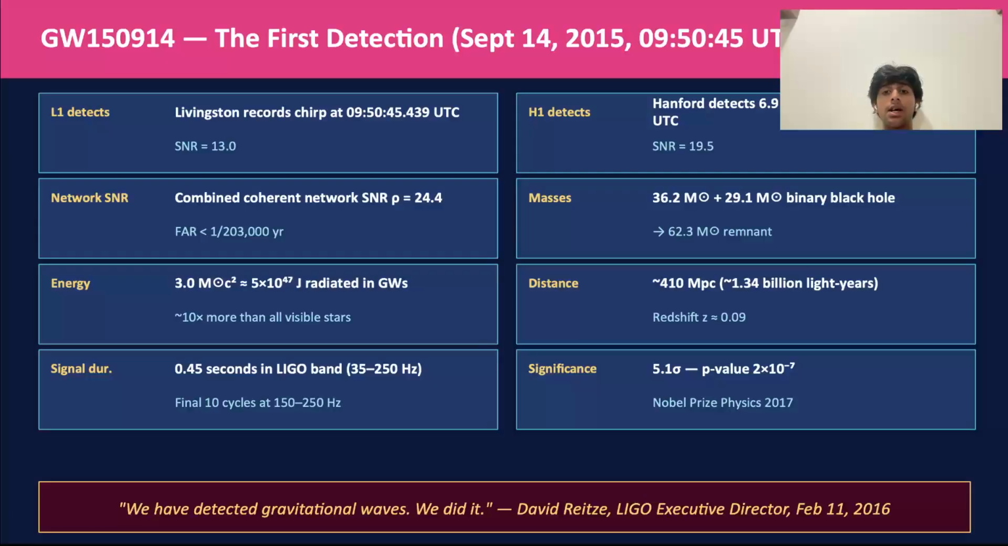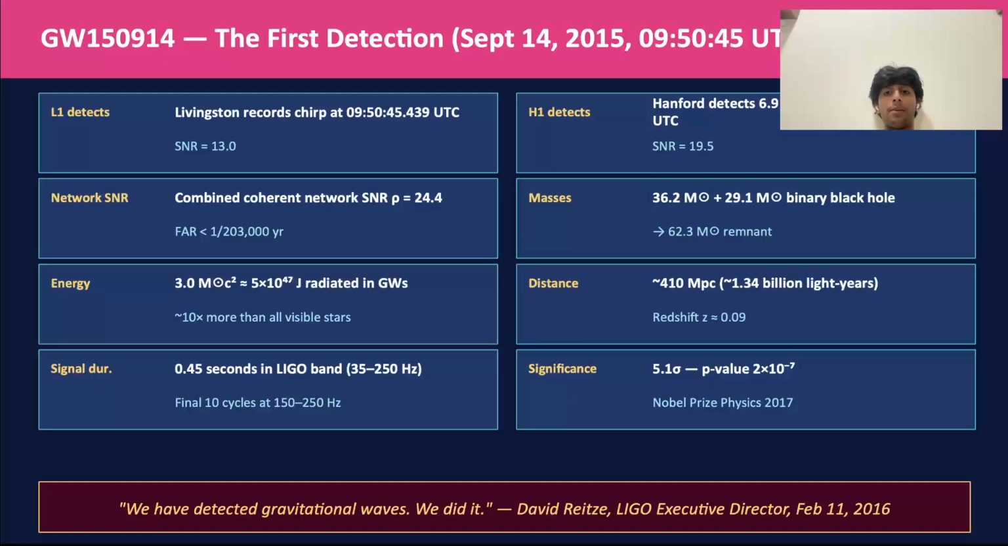Now, the network SNR was 24.4, where the threshold is 8, which is not marginal. And the source was actually 36 and 29 solar masses combined into 62, with 3 solar masses radiated as gravitational waves in half a second, briefly exceeding the combined luminosity of all observable stars. And the distance was 1.34 billion light years away. The significance of all this was 5.1 sigma, and the false alarm rate was 1 per 203,000 years.